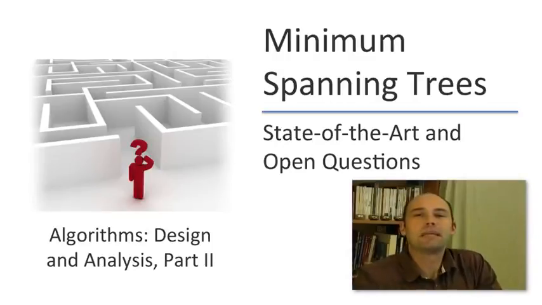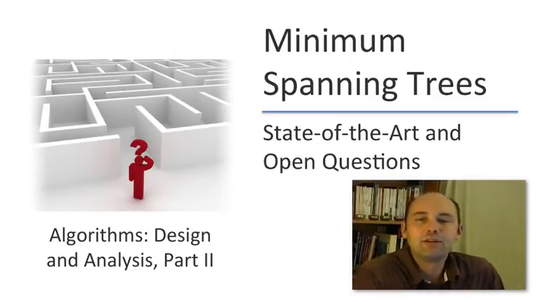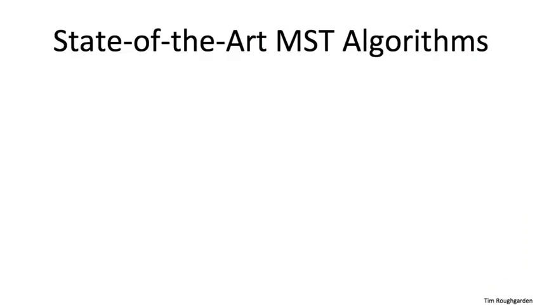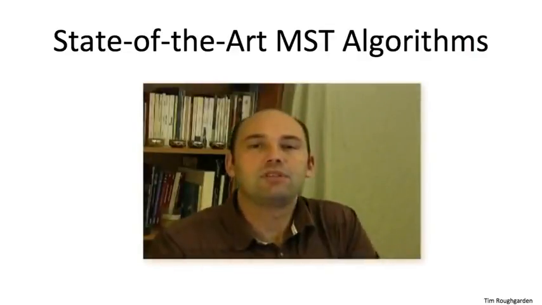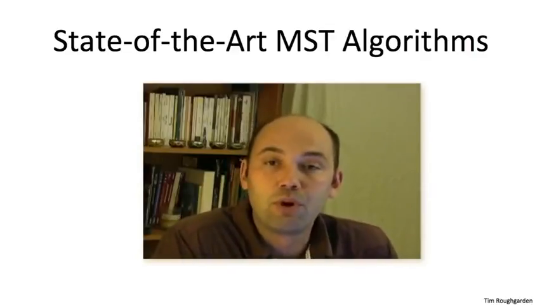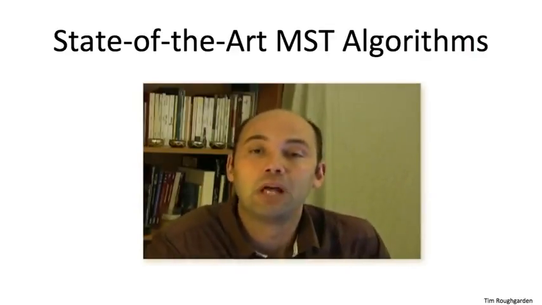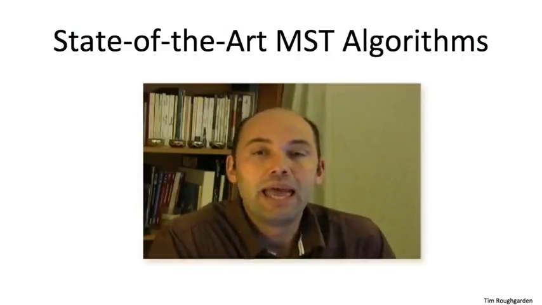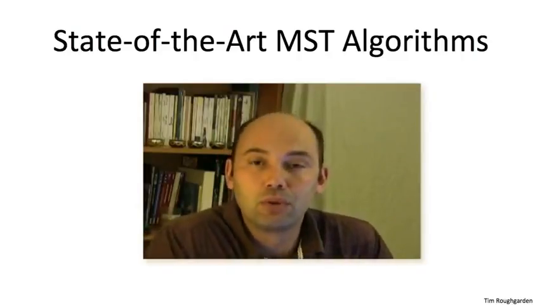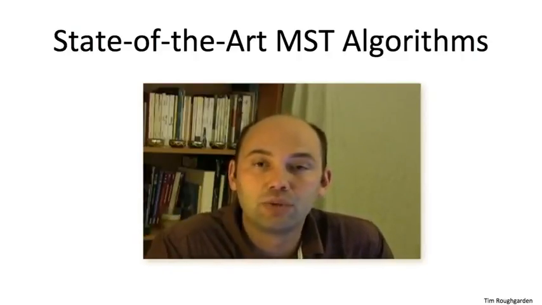In this optional video, I'm going to give you a glimpse of the research frontier on the problem of computing minimum cost spanning trees. We've now seen two excellent algorithms for this problem, Prim's algorithm and Kruskal's algorithm, and with suitable data structures both run in near linear time, big O of m log n, where m is the number of edges, n is the number of vertices. Now on the one hand, we should be pretty happy with those algorithms. We're only a log factor slower than what it takes to read the input.